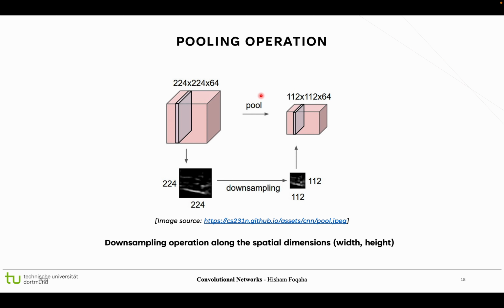So here there's an example. Here we are doing a downsampling operation along the spatial dimension. Let's take a look. Here we have this image as an input. It has dimension 224 by 224 by 64. After applying pooling, we're going to do downsampling, and our output will be almost equal to half of this image. So we were able to downsample its size from 224 to 112.